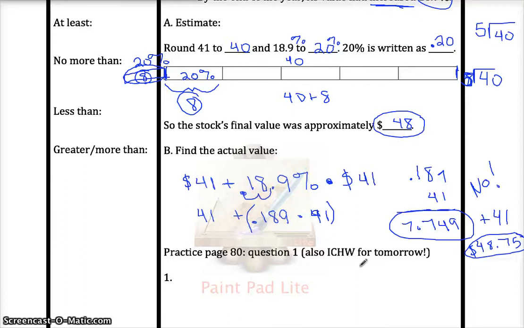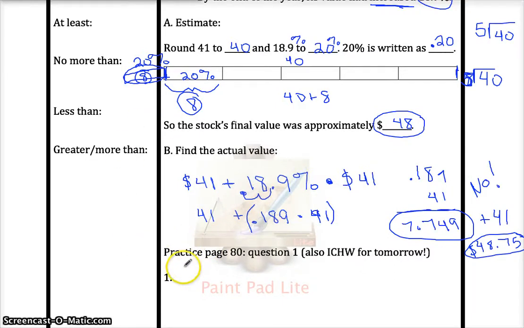So go ahead and read number 1. Read it along with me. Turn to page 80. It says Mary got 8 out of 10 questions right on her test. With what percentage increase could her test have been at least a 90? So she got 8 out of 10 and she wanted a 90.